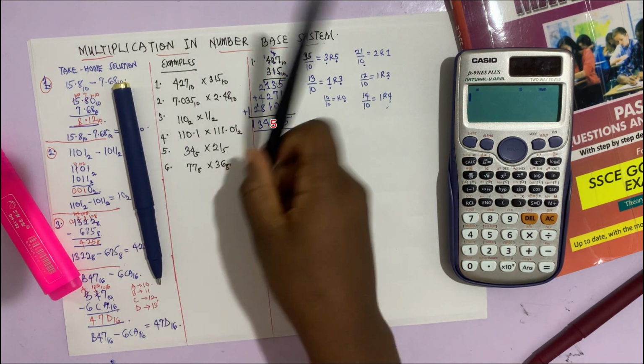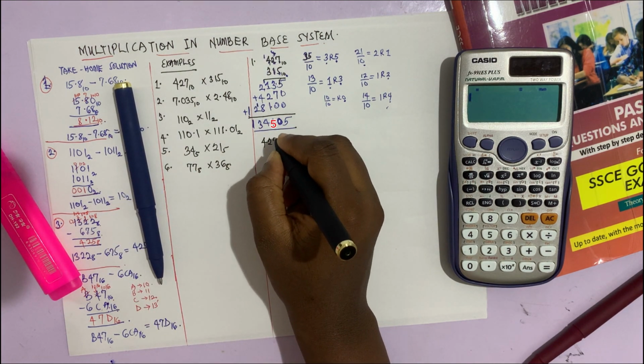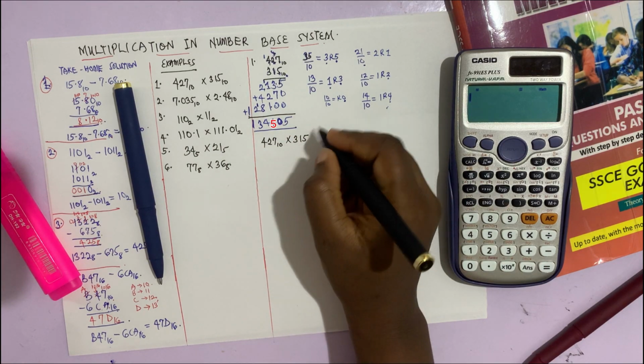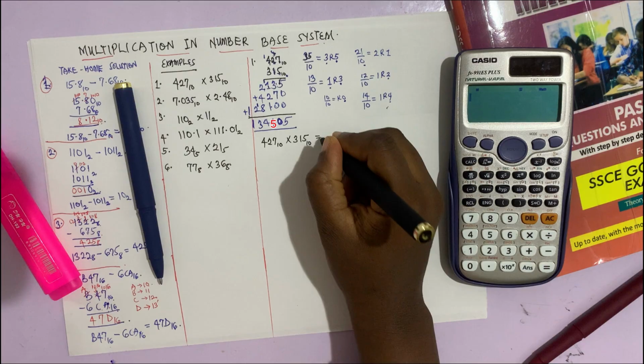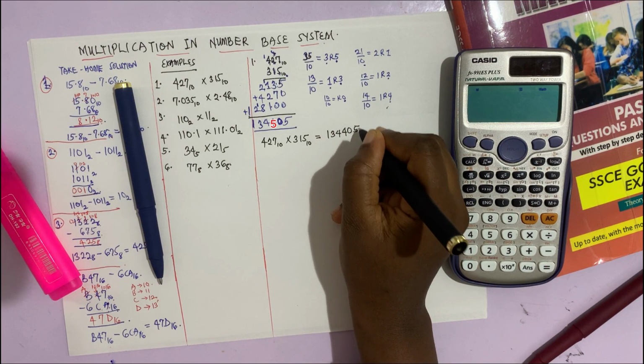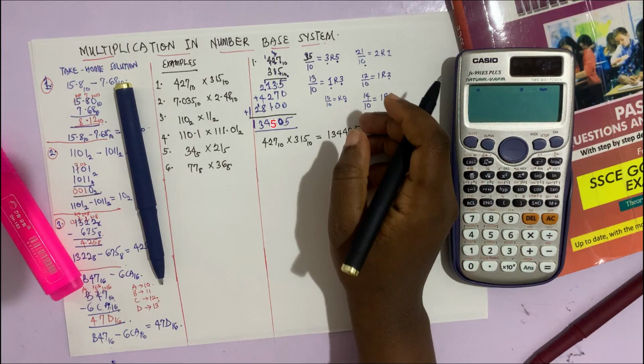So 427 base 10 times 315 base 10 would give us 134405 base 10. So this is the idea.